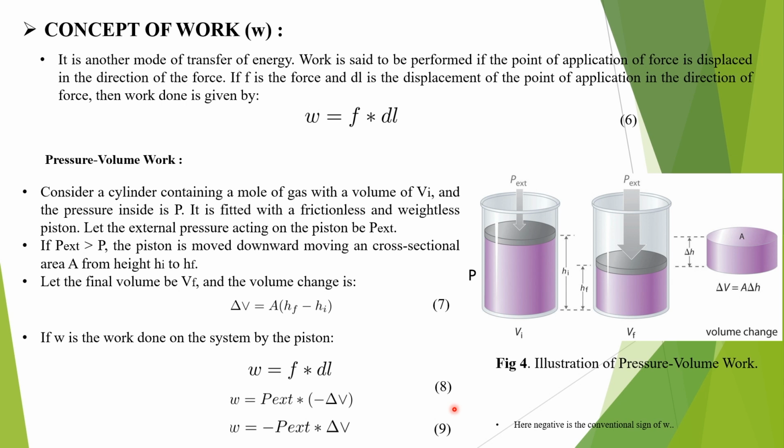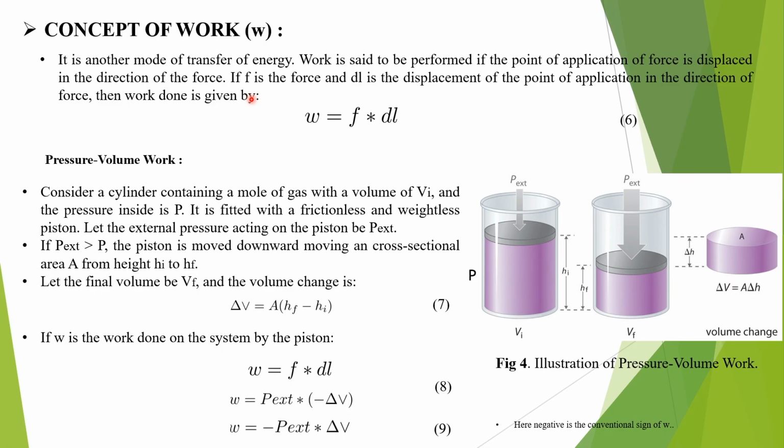So what is work? Again, work is another form of energy. Work is said to be performed if the point of application of force is displaced in the direction of the force. Or in other words, we get work when there is an imbalance of force between the system and surroundings. If F is the force and dl is the displacement of the point of application in the direction of force, then the work done is W equals force times displacement, we already know.